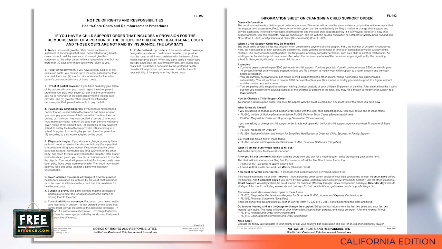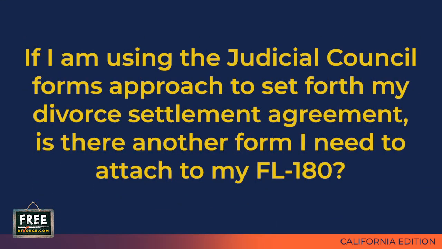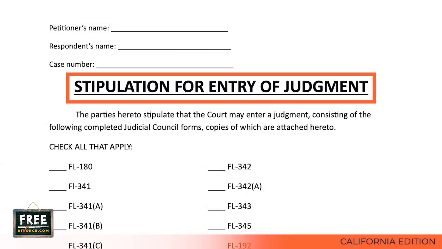If you do not have minor children by your marriage, you can skip the FL192 form. If I am using the Judicial Council forms approach to set forth my divorce settlement agreement, is there another form I need to attach to my FL180? There is. The form is called Stipulation for Entry of Judgment.